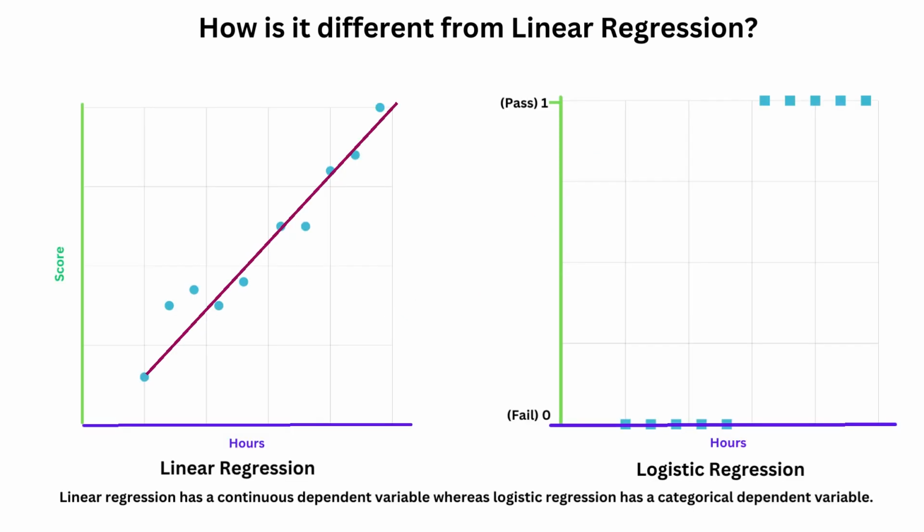On the right side is an example of logistic regression, where we are categorizing whether a student will pass or fail based on the number of hours they study. Notice that the target variable is categorical and is predicting the pass or fail status of a student. So linear regression has a continuous dependent variable, whereas logistic regression has a categorical dependent variable.